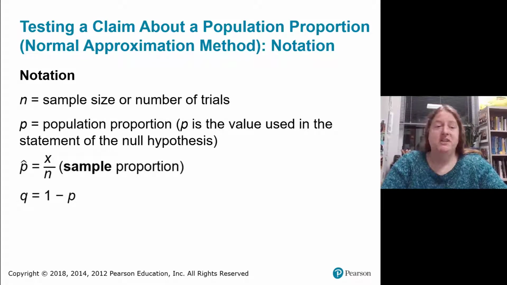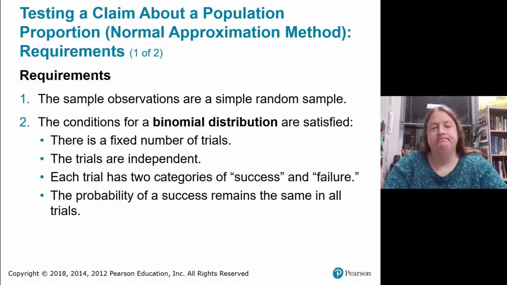Notation hasn't changed. We have n as our sample size, p as our population proportion, q as 1 minus p, p hat as our sample proportion, where we're taking x divided by n. X is the number of successes that we have in our sample. And our requirements have also not changed. These look familiar from doing our confidence intervals with our population proportions as well.